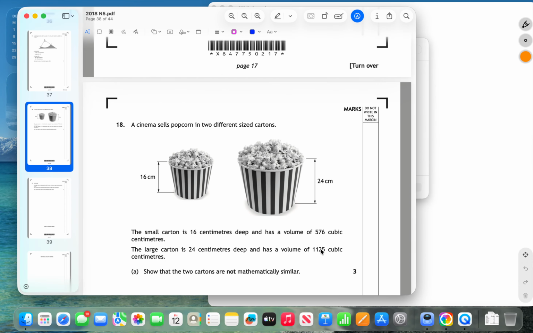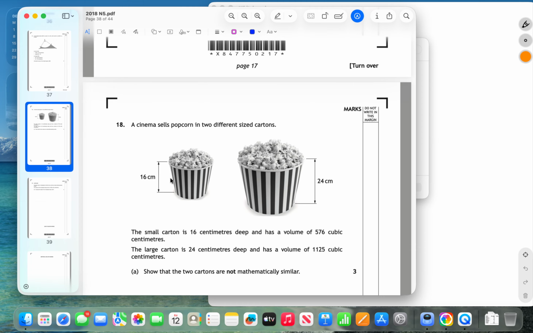We have the 2018 paper 2 question 18, and this one definitely caused a lot of issues. We'll do part A in this video and B in the next one. So the idea is that we have two containers or cartons, and we're given the depth or the height of each and the maximum volume or the maximum capacity of both of them.